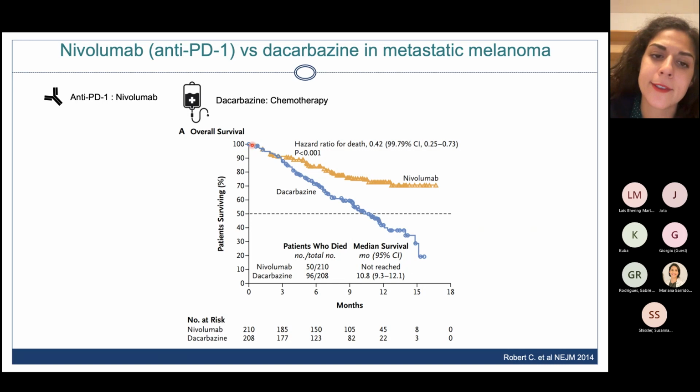So basically, when you start the clinical trial, all your patients are alive. And after, you follow up the survival of the patients after the initiation of the treatment, so either nivolumab here, that is an anti-PD-1, or a chemotherapy. And here, in still the metastatic melanoma, you can see that you have a clear benefit in increased overall survival thanks to anti-PD-1 treatment.